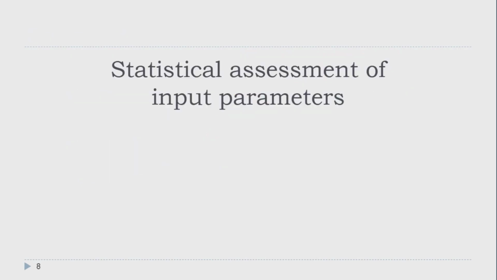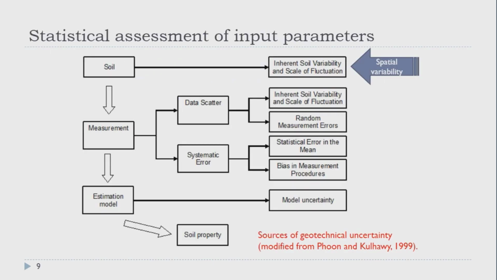All right, so let's now discuss a little bit about what are the options for assessing our input parameters in a slope stability problem. First, it is important to understand what the sources of uncertainty are for a soil. The soil itself is a source of uncertainty. There is a geological process that renders the soil variable in space, so there is spatial variability. This is considered inherent soil variability, which is characterized by, for example, a scale of fluctuation.